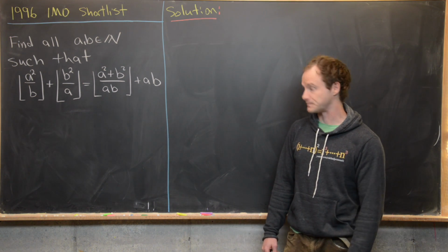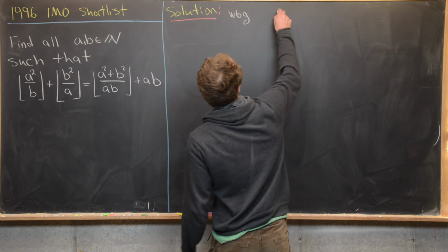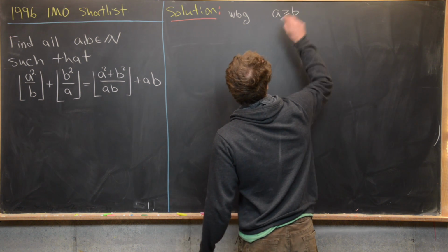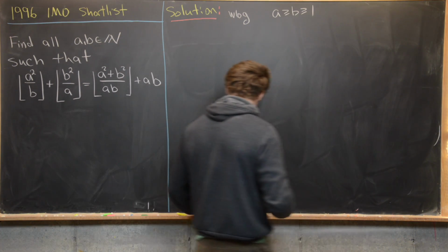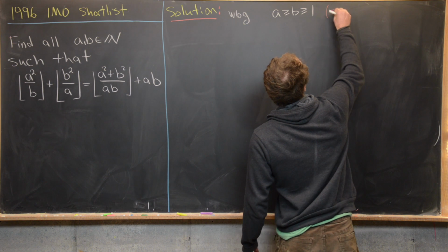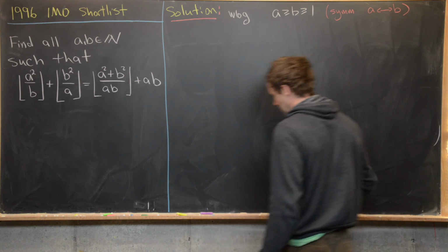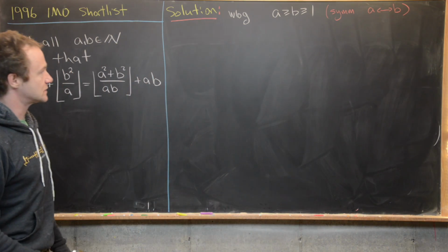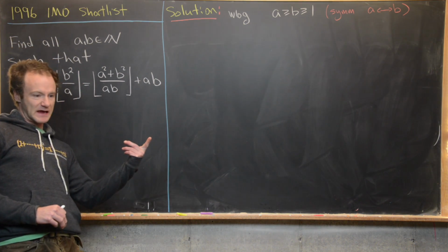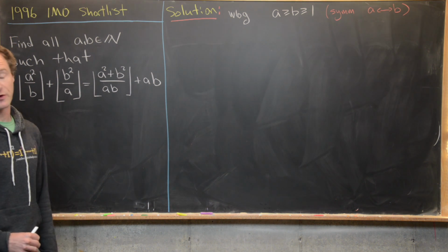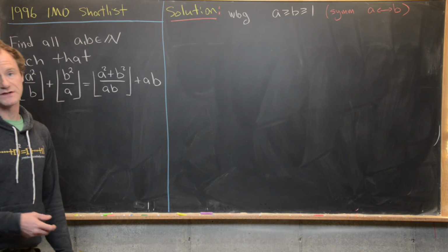So notice that without loss of generality, we can assume that A is bigger than or equal to B, and B is bigger than or equal to 1 as well. And why can we do that? Well, because of the symmetry in the equation of switching A with B. If we find a set of solutions where A is bigger than or equal to B, then we can just permute A and B and we'll have a set of solutions when B is bigger than or equal to A. So we might as well just focus on this single setup where we know this ordering.